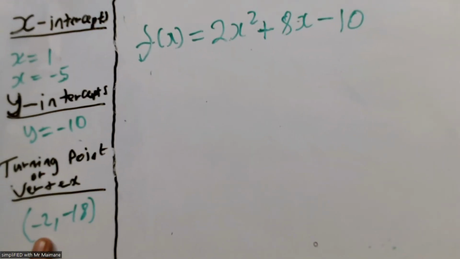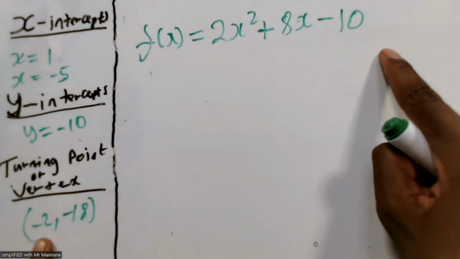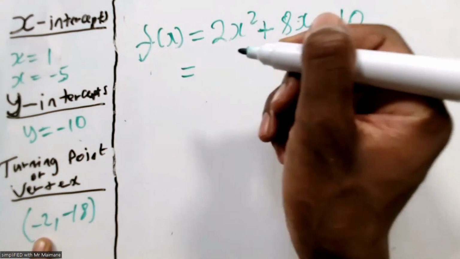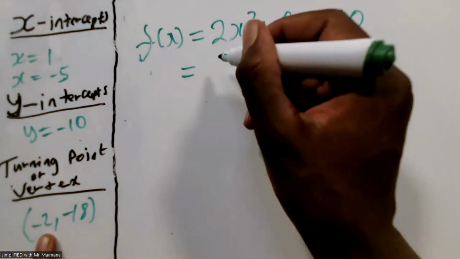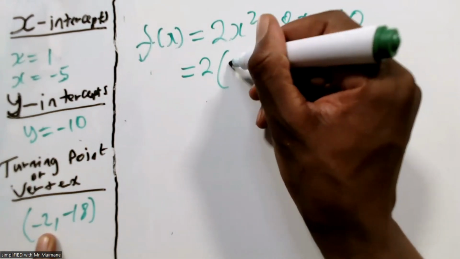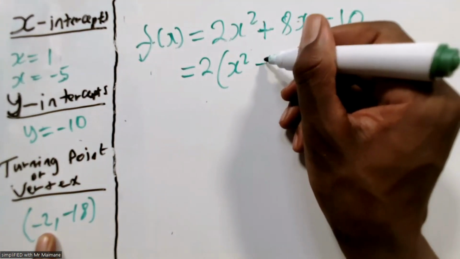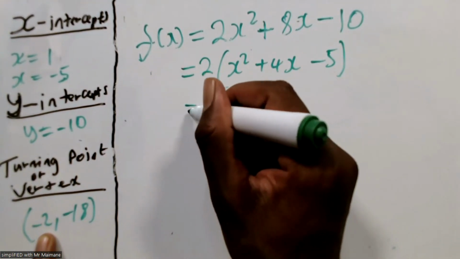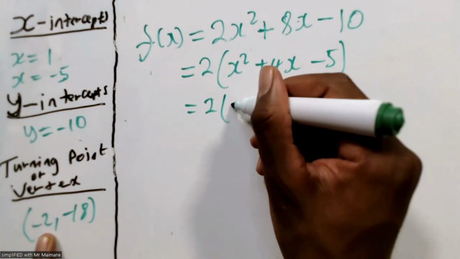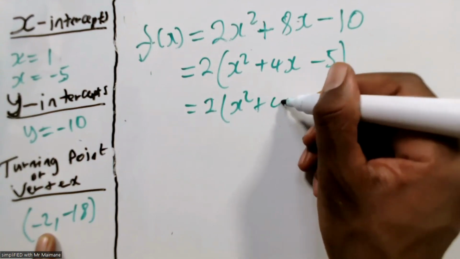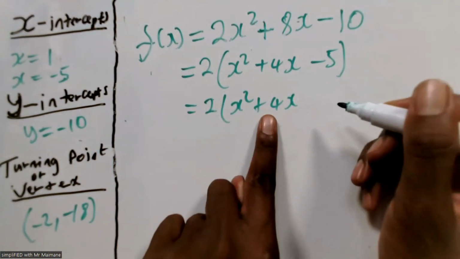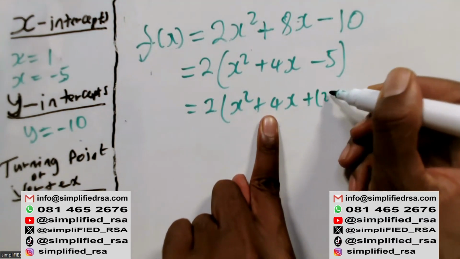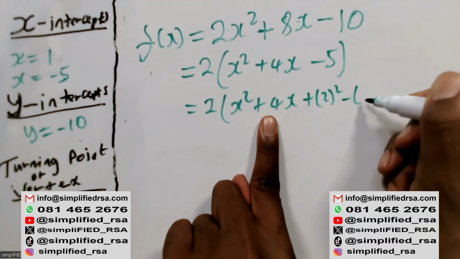The other way to find our turning point could have been where we complete the square from here. So just for interest's sake, let's complete the square from here just to see if we're going to get the same values as this. So I'm going to divide by 2 throughout. I'm left with x squared plus 4x minus 5. Therefore, 2 is to x squared plus 4x. To complete the square, I must add the square of half of this. So plus 2 squared minus 2 squared.